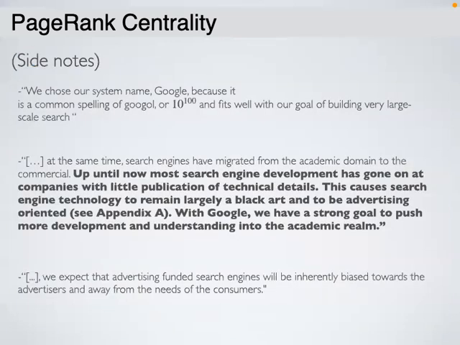By the way, while reading this paper for the class, I was quite interested by some parts of it, which are really funny when you read them now. First they explain why they chose the name Google, okay?